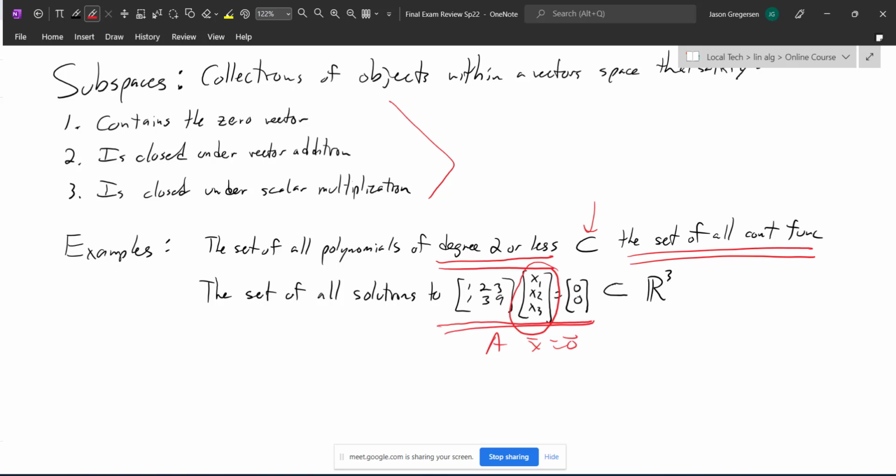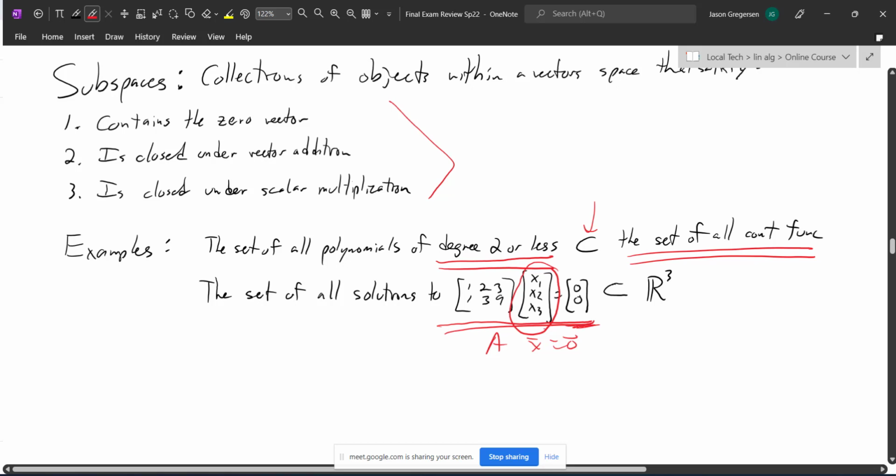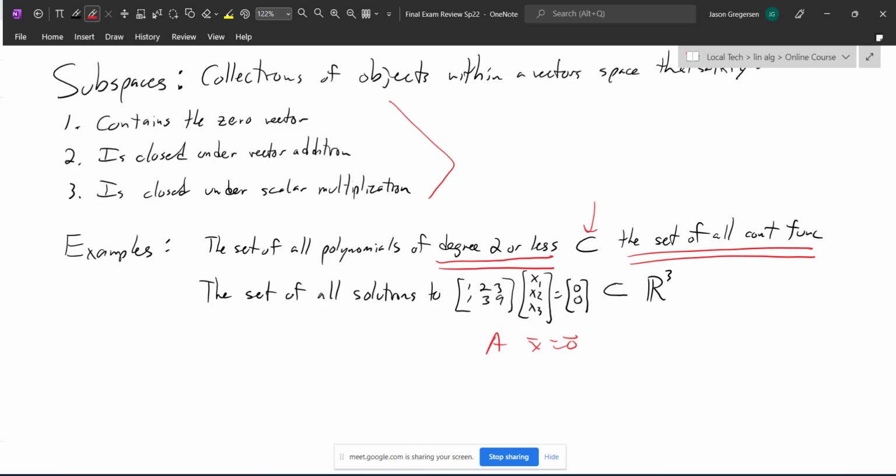And in fact, the second example is a pretty common vector space that we work with quite a bit, the set of all solutions to AX equals 0. What is the name of that often used vector space? Go ahead and type that into the chat. The vector space that is the set of all solutions to AX equals 0.